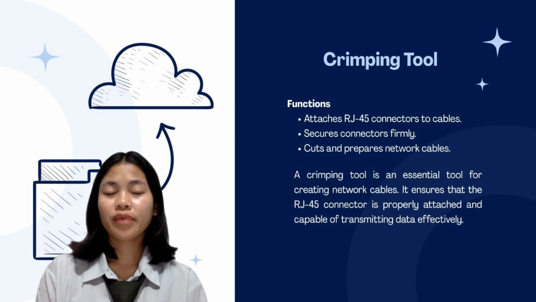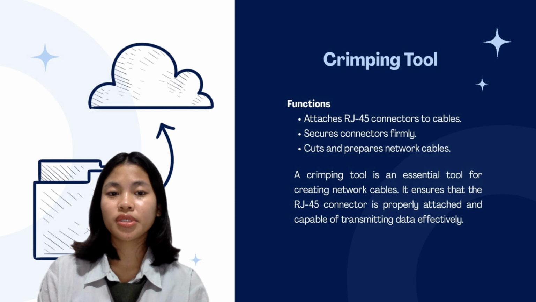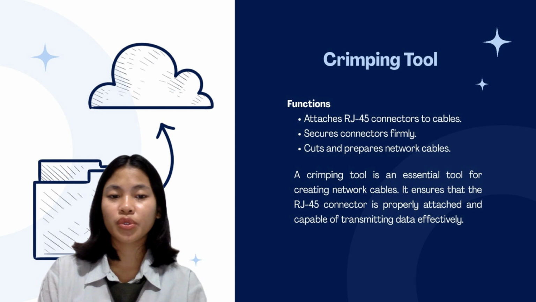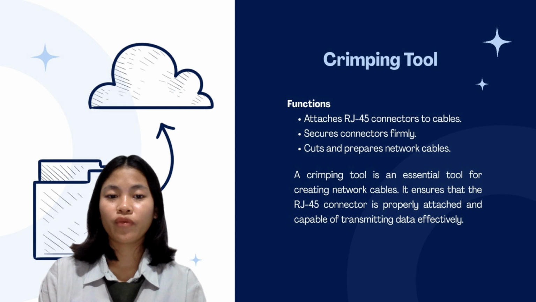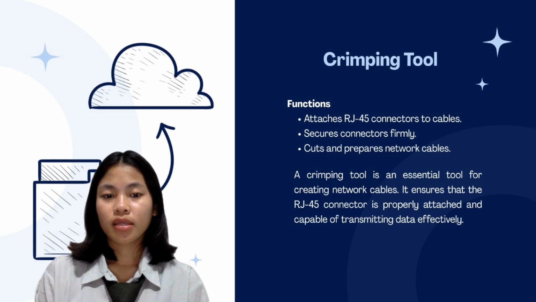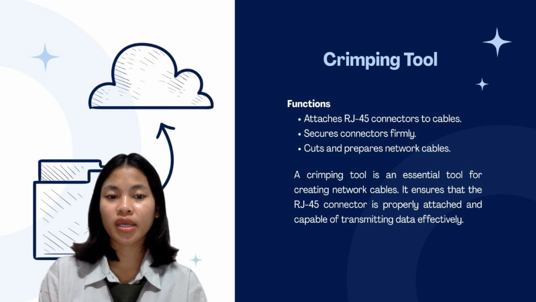Next, crimping tool function: attaches the RJ45 connector to the cable, secures the connector firmly, and cuts and prepares the network cable. A crimping tool is an essential tool for creating network cable. It ensures that the RJ45 connector is properly attached and capable of transmitting data effectively.